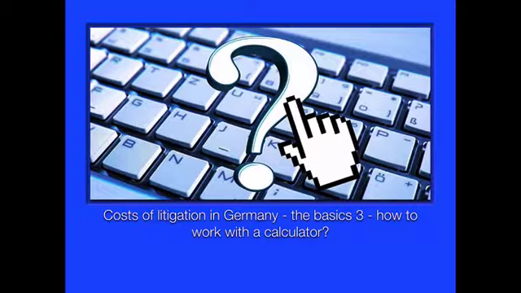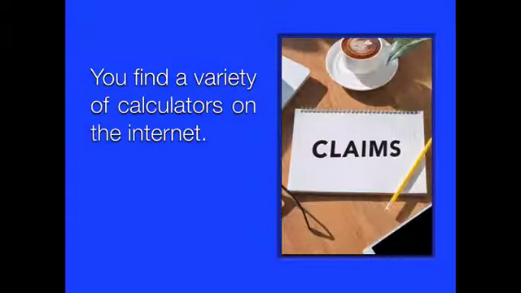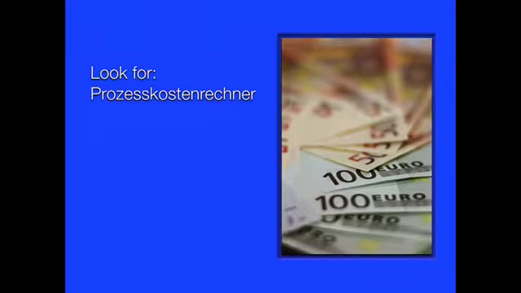As I mentioned, there are two videos already about the basics. Today, basics number three: how to work with a calculator. On the internet, you find a variety of calculators for German costs of litigation. Look for the word Prozesskostenrechner. As far as I know, there are no English language calculators so far. This is the word that we need, Prozesskostenrechner.